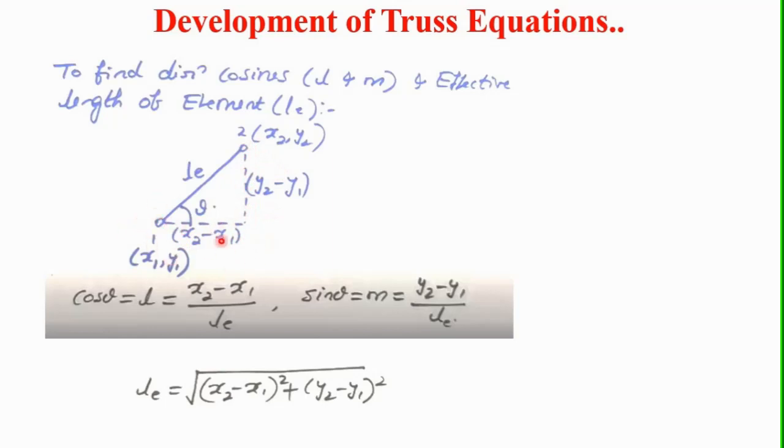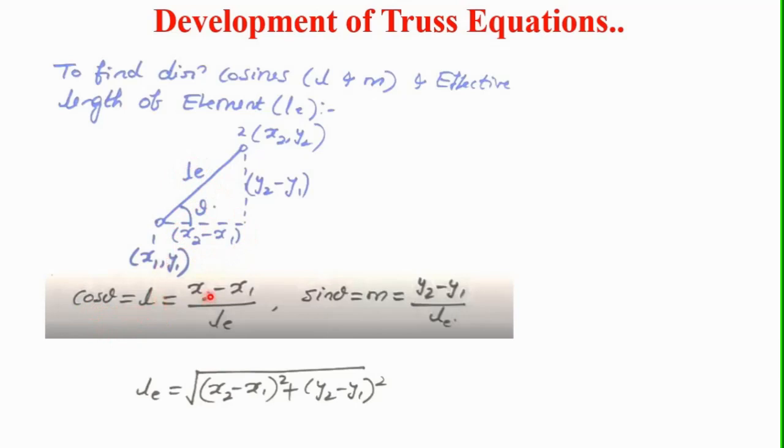So from this right angle triangle, cos of theta is equal to x2 minus x1 divided by LE. Here we can see cos of theta is equal to x2 minus x1 divided by LE, but this cos of theta is assumed as l.